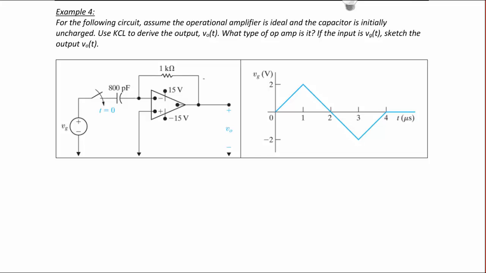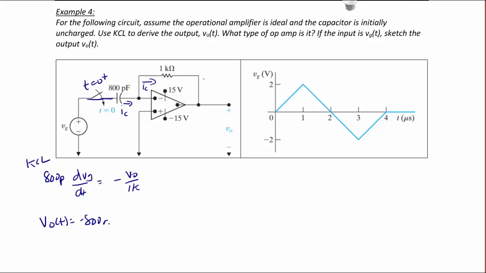So once again, since the capacitor is initially uncharged, we know that VC of 0 is 0. So now, let's close the switch at t equals 0 plus. And once again, we want to write the KCL equation for this circuit, recalling that the current through the capacitor is the same as the current through the 1 kilo ohm resistor. So we will have 800 pico dVG dt equals negative V0 over 1K. That's our KCL equation. So now, if we solve this equation for V0, we get that V0 of t is equal to negative 800 nano dVG of t dt. So here we have a differentiator.